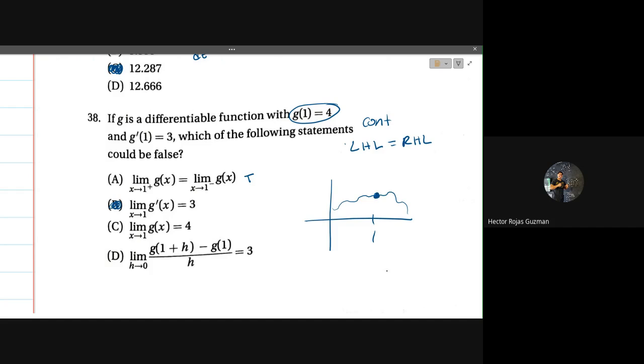And we also know that g of 1 is 4. So the limit as x approaches 1 is 4? Yeah, it is 4. This one's true. D is the definition of the derivative. They're saying the derivative at 1 is 3. Yeah, it is. We were told that. It's true. So then the last one has to be the one that's false.